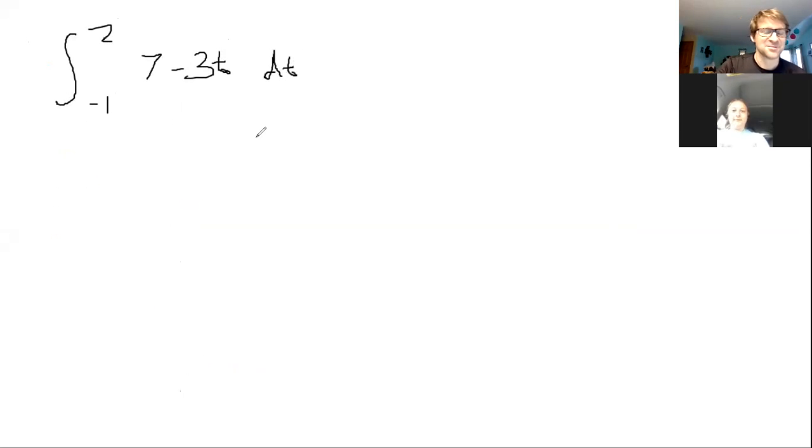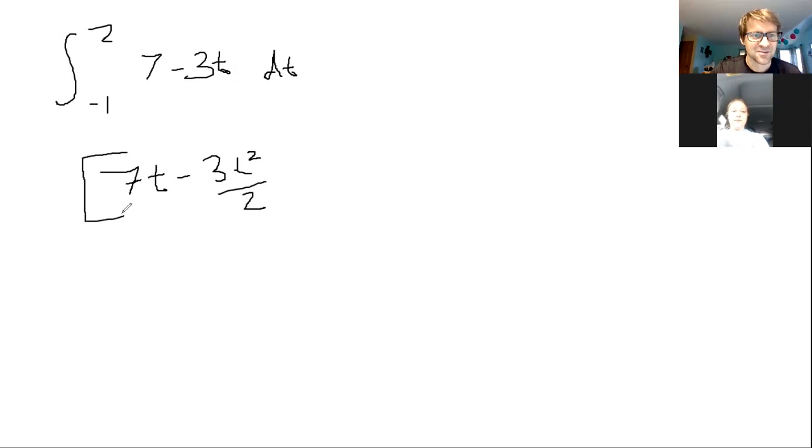I'll do this one time. If this was the integral, we'd bump it up once. I'd make that 7t, and then minus, we'd bump up 3t, so that becomes 3t squared over 2. Then we'd evaluate the integral from -1 to 2. It's just the notation. I'm going to plug in 2 first, and then I'm going to plug in -1. I'll subtract those answers.